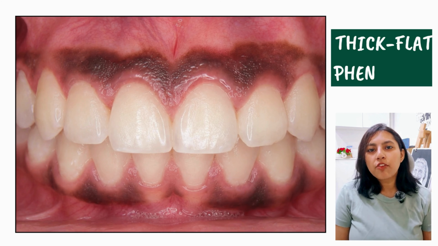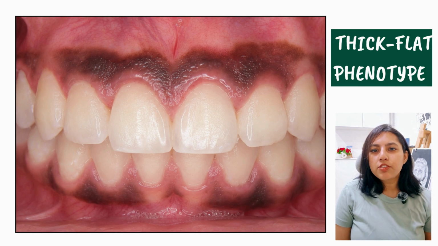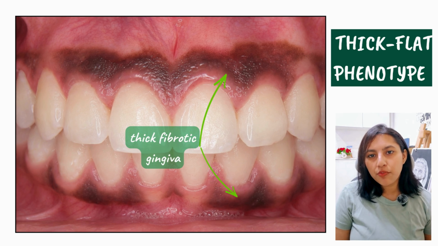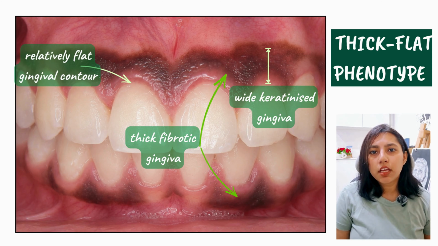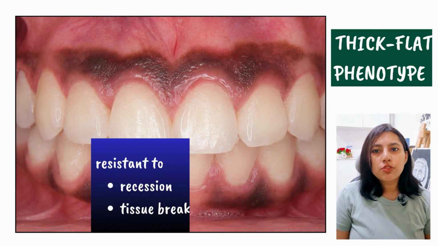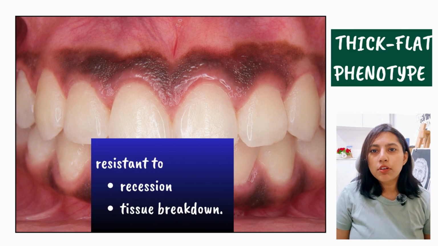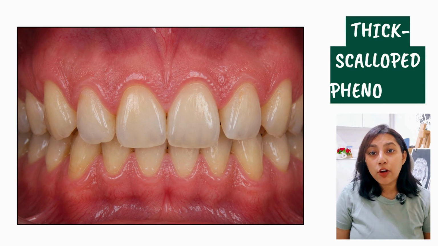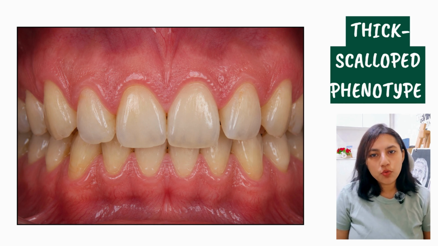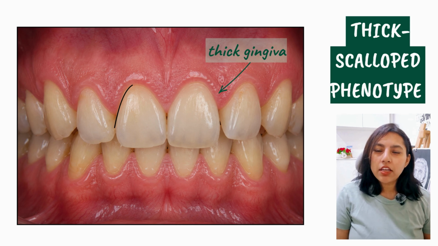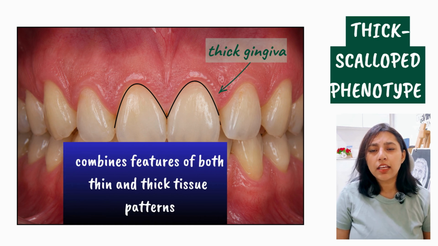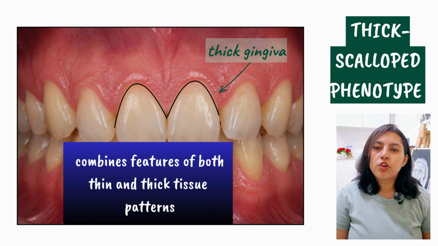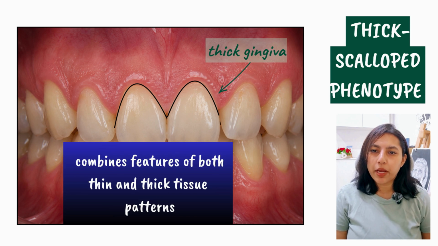The second type is thick flat phenotype. These patients usually show thick fibrotic gingiva, broad keratinized tissue, flatter gingival contours, and thicker supporting bone. These tissues are generally more resistant to recession and tissue breakdown. And the third type is thick scalloped phenotype. Here, the tissues are thick, but the gingival architecture remains highly scalloped around the slender teeth. So clinically, this phenotype combines features of both thin and thick tissue patterns.